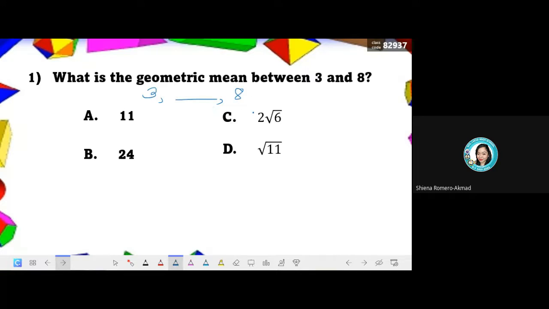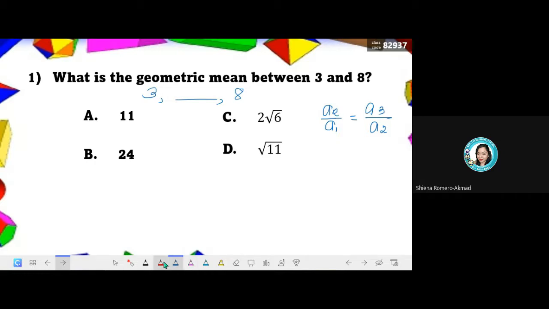So para mas madali ninyong maalala yung formula, now we will go back dun sa ratio. Diba? In finding the ratio, you have to get the second term and then divide it by the first term. And that should be equal to the third term divided by the second term. Dapat yung ratio na to is equal to this ratio. Or should I say that this should be a proportion?